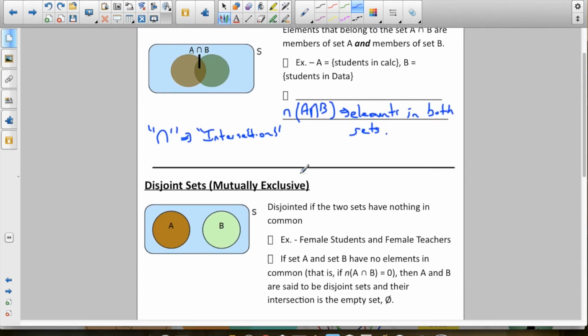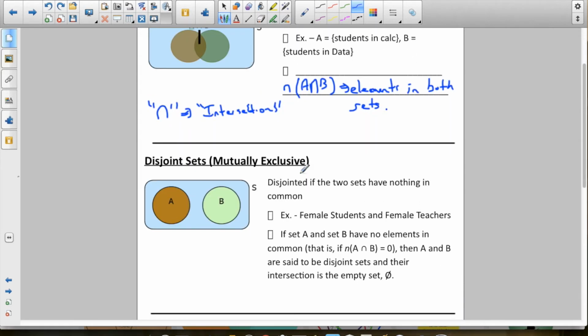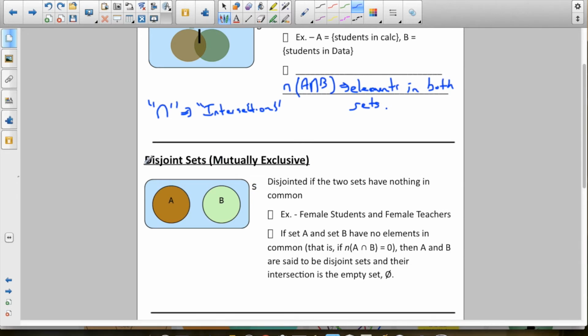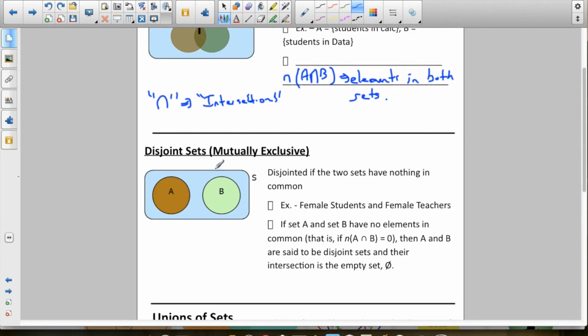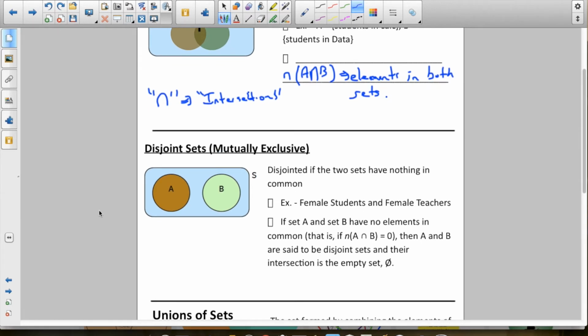Sometimes we have sets of numbers that are disjoint. So joint meaning together, disjoint meaning separated, so that you have two sets, but there are no common elements. Another way of saying that is that they are mutually exclusive, meaning no common elements. So I'm just going to write that in, no common elements.